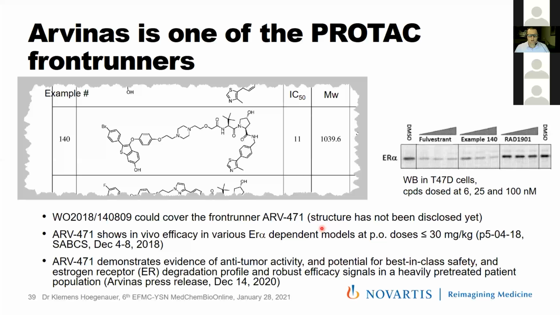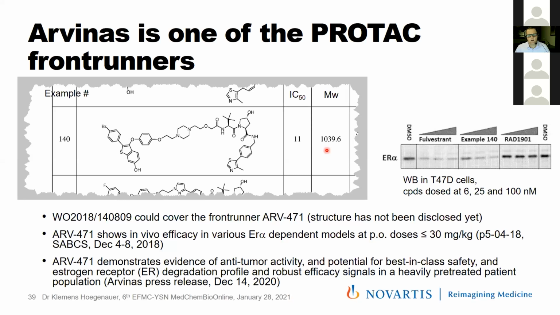So this could cover their frontrunner, ARV-471. The structure has actually not been disclosed yet, but it has been shown to have in vivo efficacy in various estrogen receptor alpha dependent models at doses below 30 mg per kg. So this is quite remarkable, and could be one of the first compounds that make it to the market. And this could be a compound represented by quite a high molecular weight.